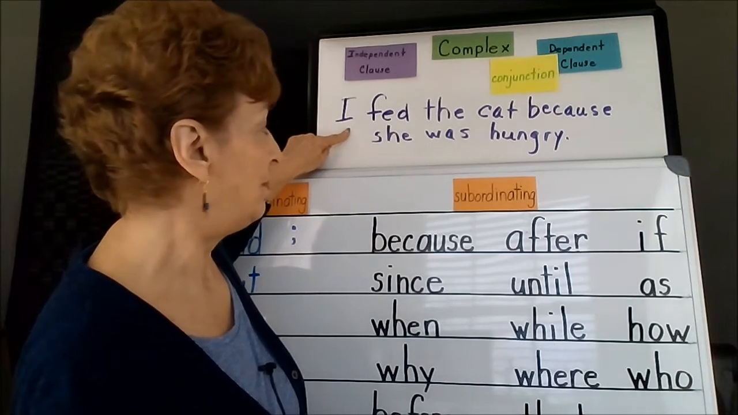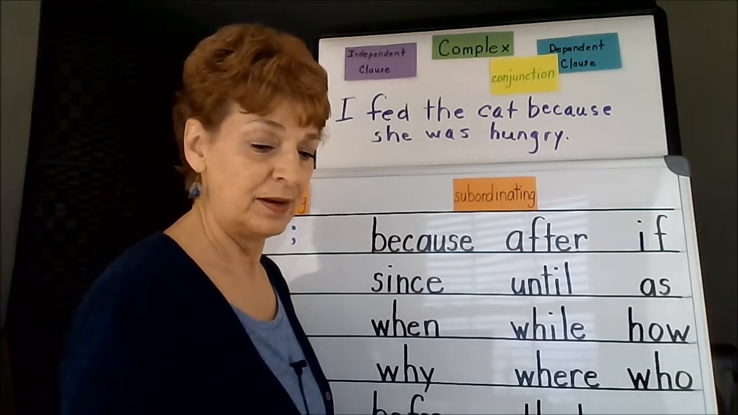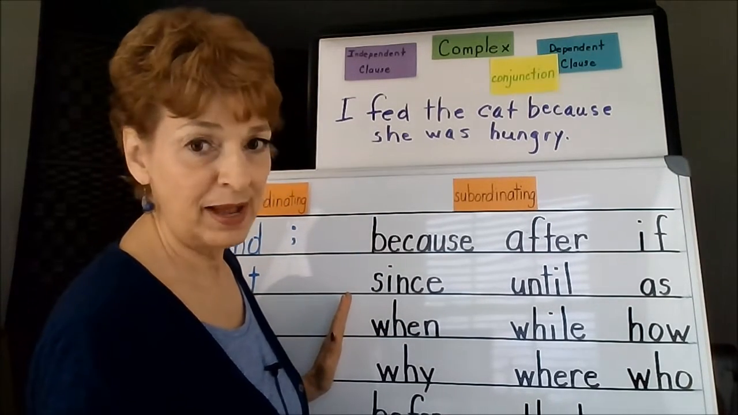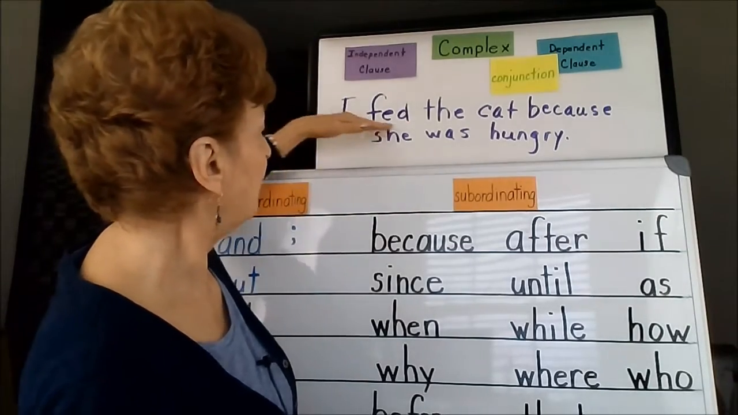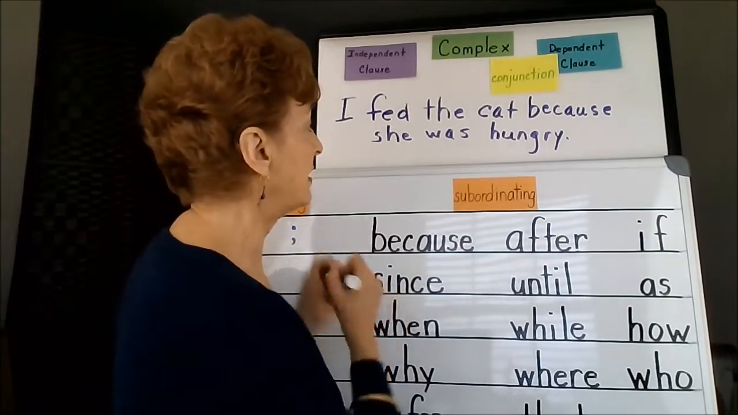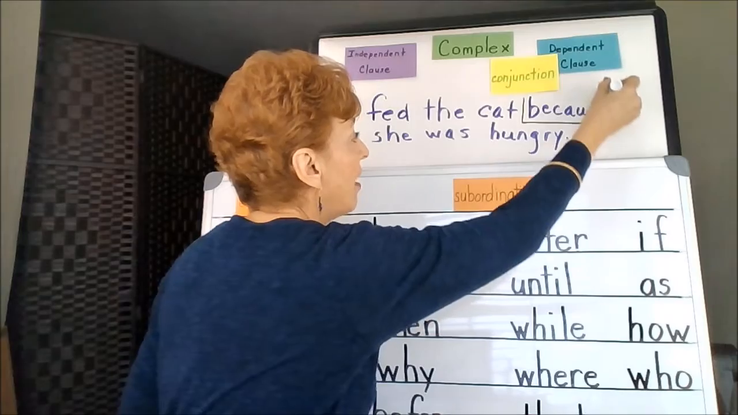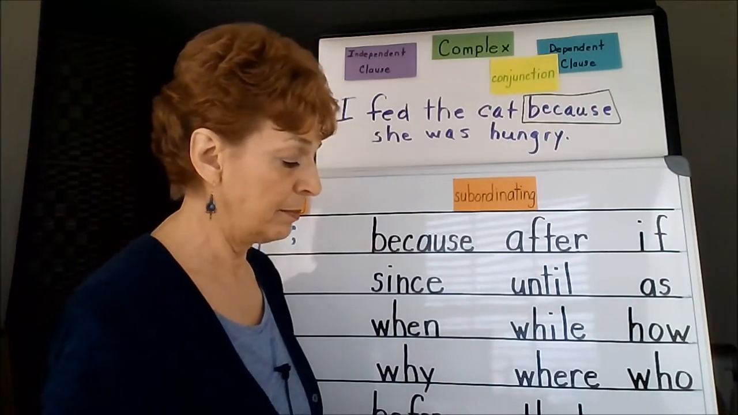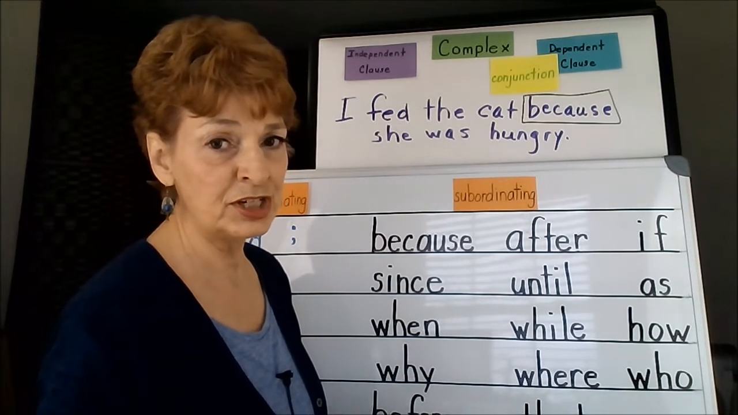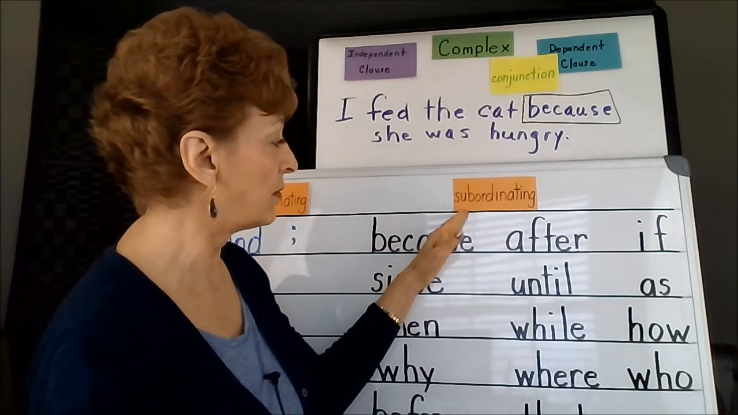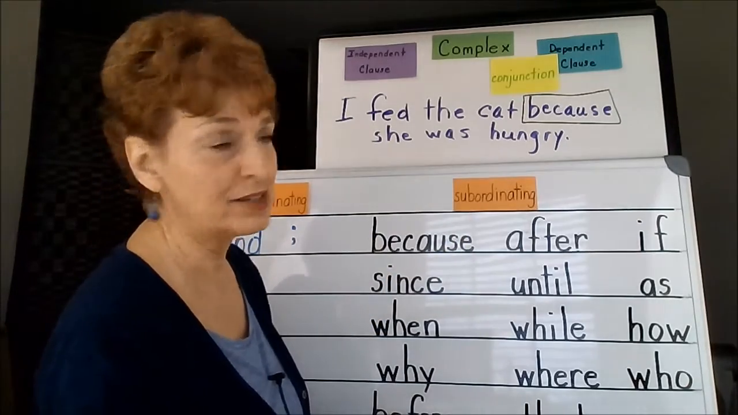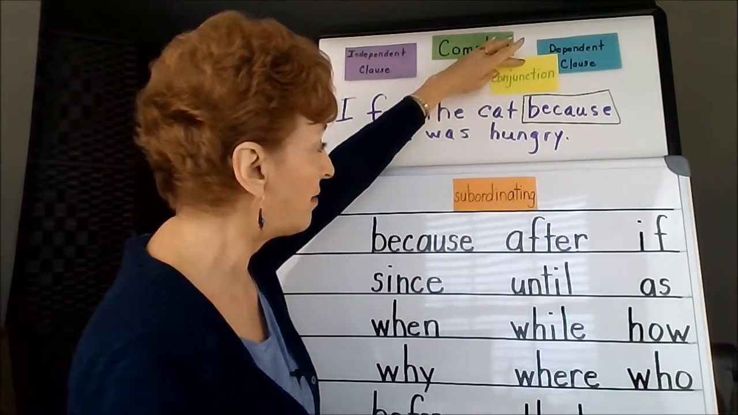I fed the cat because she was hungry. One of these subordinating conjunctions begins the dependent clause. I've used the because in this sentence. I'm going to box it off. In the compound sentence structure, I circled the coordinating conjunction, but to show you there's a little bit of a difference here within our conjunctions, I'm going to box off the subordinating conjunction. All right, so this is a part of the dependent clause.